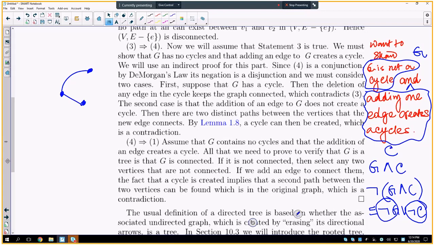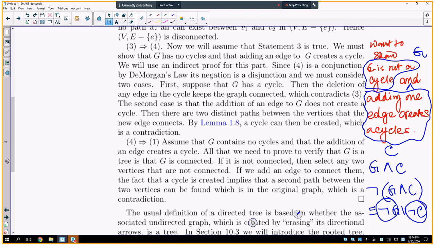But I have just shown you, if you had a cycle, then deleting one edge is not going to destroy that connectivity. You are still connected. So that cannot be true. Hence, G must not have a cycle. So we have taken care of the first situation.